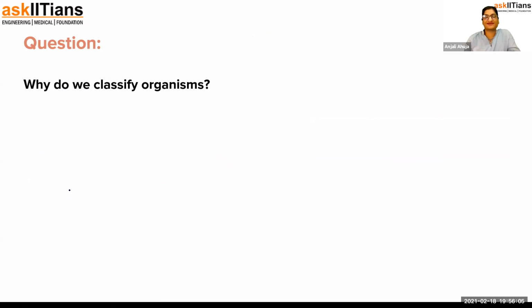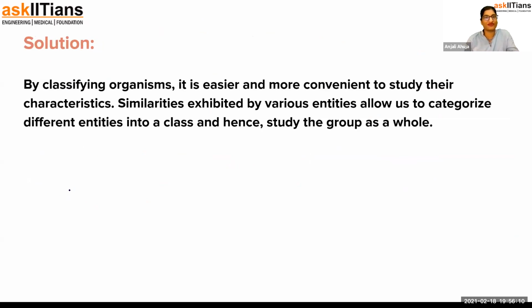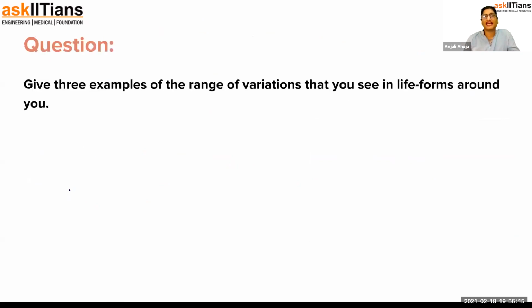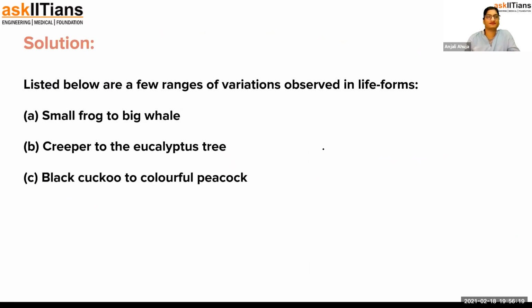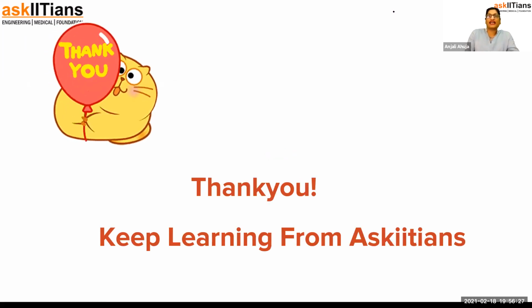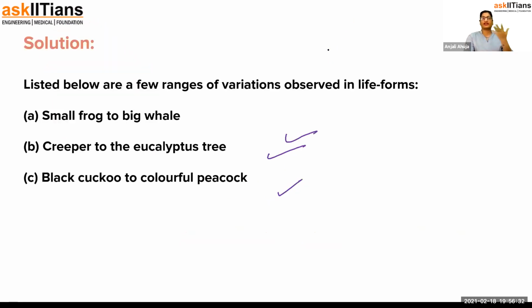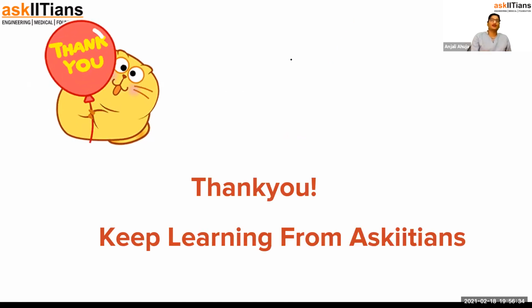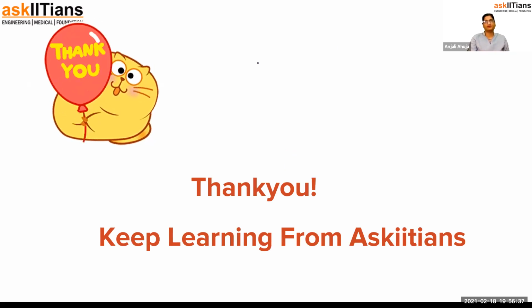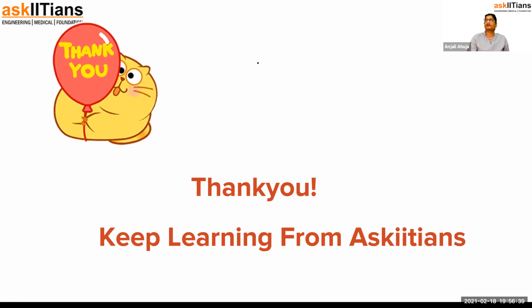So these are certain questions that we are going to discuss. Why do we classify organisms? I suppose I've answered that. The very first thing that I did in this video is that only. Give three examples of the range of variation that you see in life forms around you. You could just write any number of examples. That much you have learned at least. So guys, these are a few questions that we have learned. But let me put another question to you, whatever we have learned today.